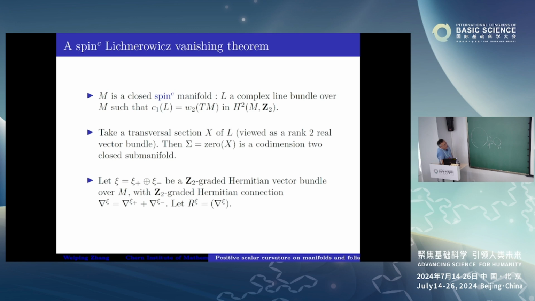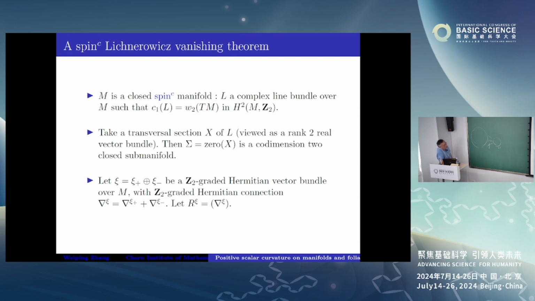By definition, a manifold is spin C if and only if there is a complex line bundle such that the first Chern class of this bundle is equal to the second Stiefel-Whitney class. When L is a trivial bundle, then W2 equals 0, and this is a spin manifold. On the spin C manifold, you view this line bundle as a Euclidean rank 2 vector bundle. You can always take a transversal section X. The zero set of this transversal section will be a codimension 2 smooth closed submanifold. Then we also use this Z2.